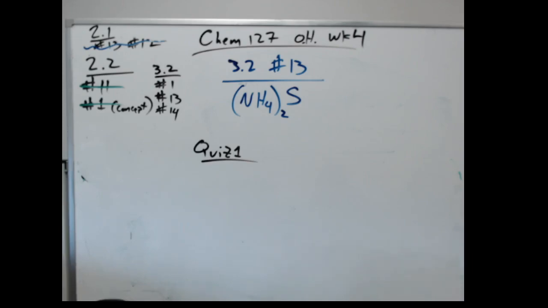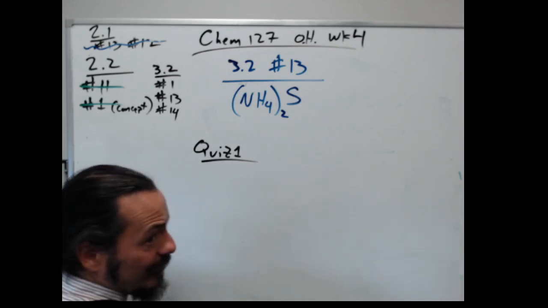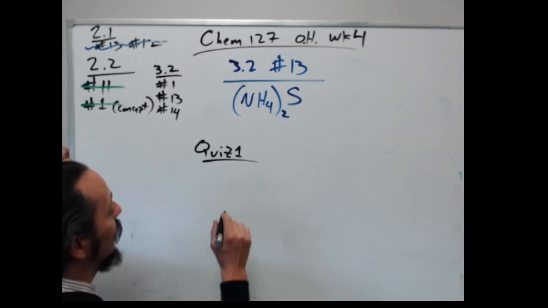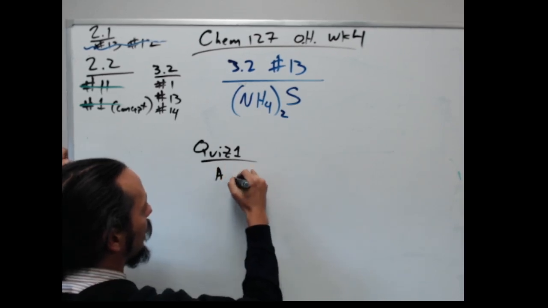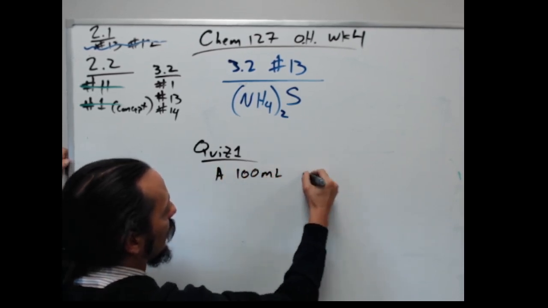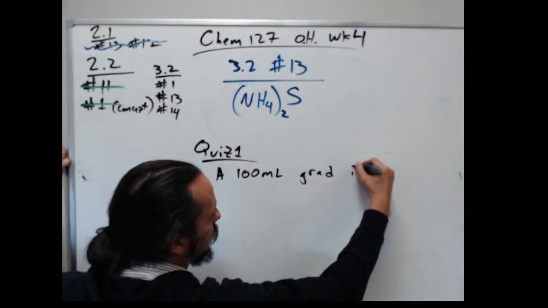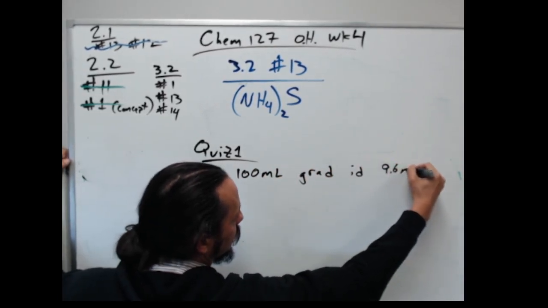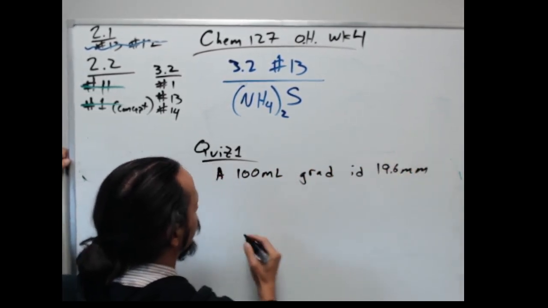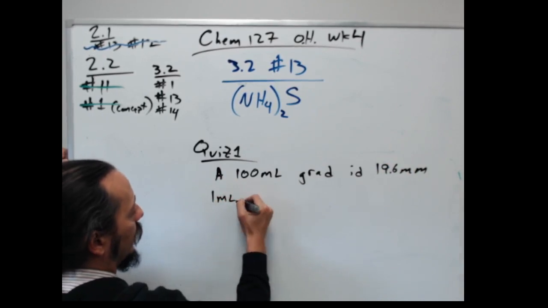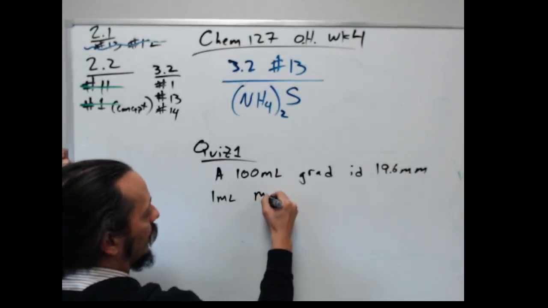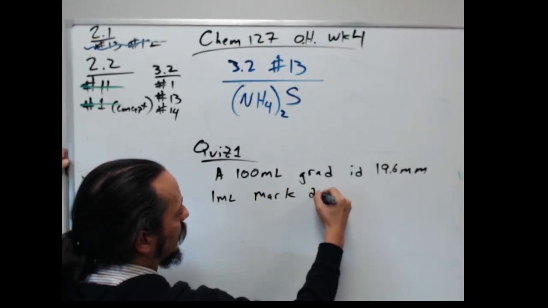Okay, but let's do the quiz 1 problem before you have to run. Can you read the prompt to me real quick? Yeah. A 100 milliliter graduated cylinder has an inner diameter of 19.6 millimeters. What is the vertical distance between the 1 milliliter marks on the side of the beaker? Give your answers in centimeters.